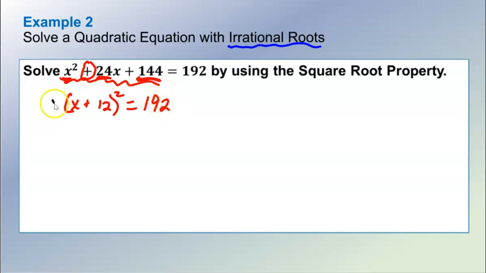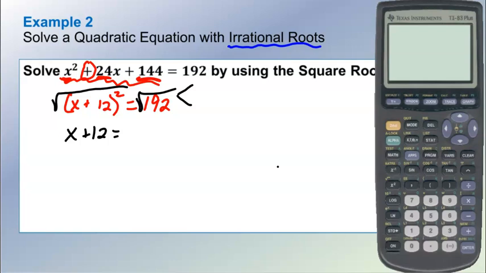Now to undo a square, we find the square root of both sides. And now I'm left with x plus 12 equals the square root of 192. Now 192 is not a perfect square. So there's a couple ways you can do this. You could find the exact answer, or you could find an abbreviated or estimated answer. So I'll show you how to do both. If we're going to do the exact answer, for the square root of 192, I could break that down. Let's get my calculator out.